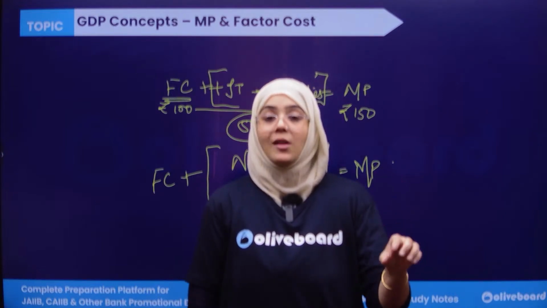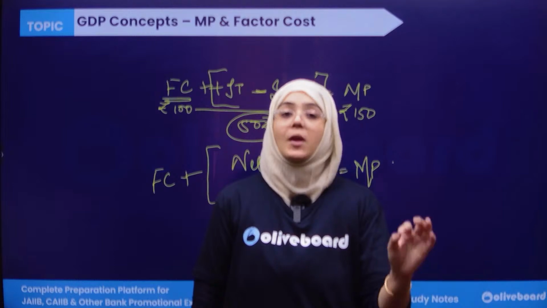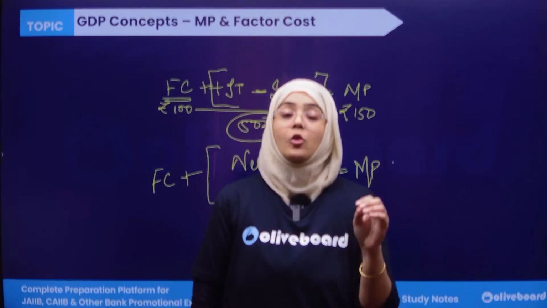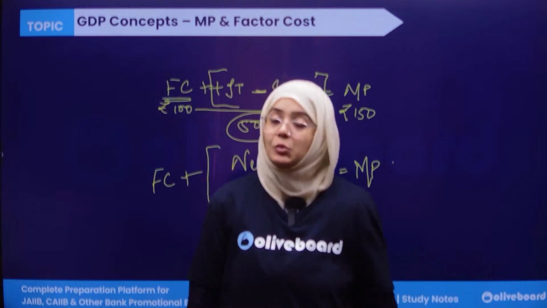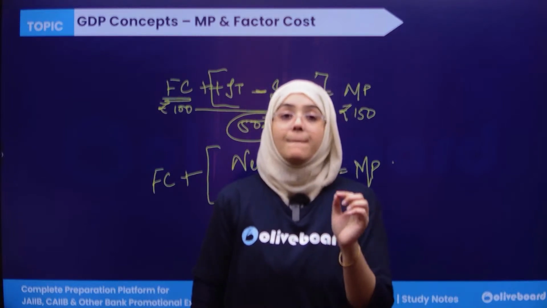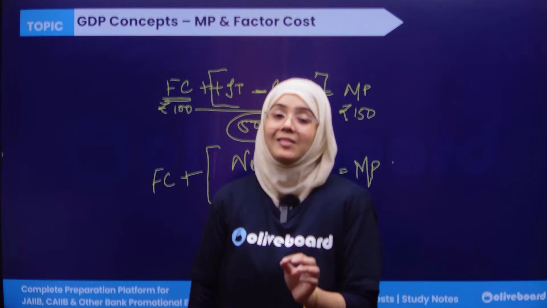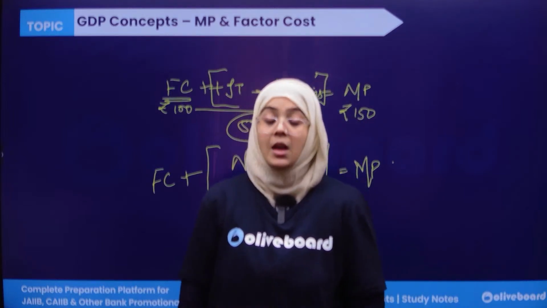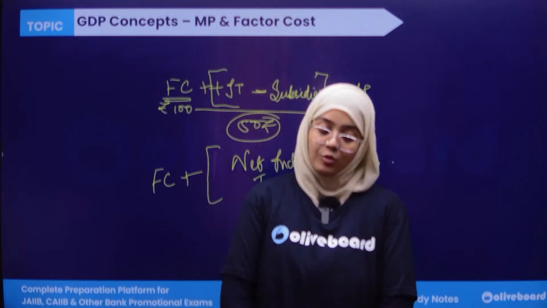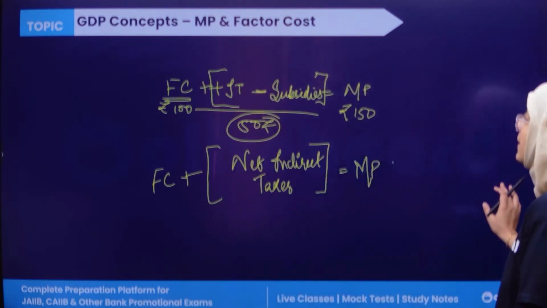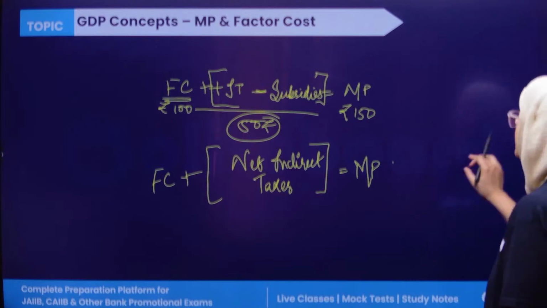The first formula was GNP, gross national product, is equal to GDP plus net foreign income from abroad. Second formula, gross minus depreciation is equal to net. And the third formula is market price minus net indirect taxes is equal to factor cost, or you can say factor cost plus net indirect taxes is equal to market price. Clear? So these were the three formulas which are very important in the national income topic.